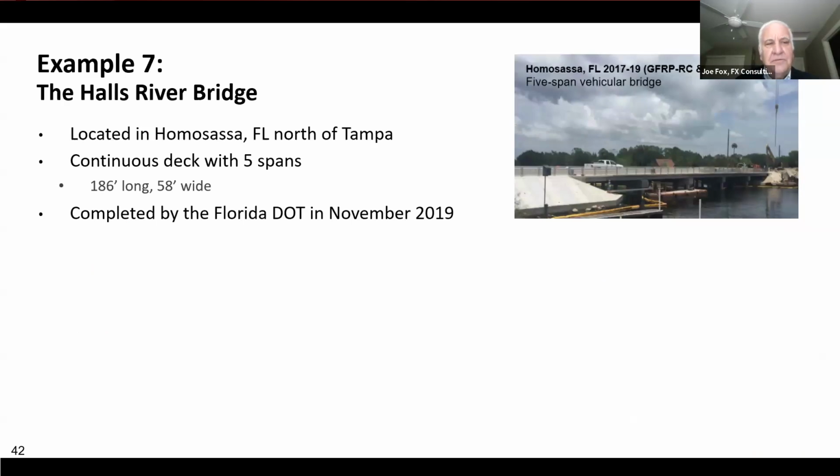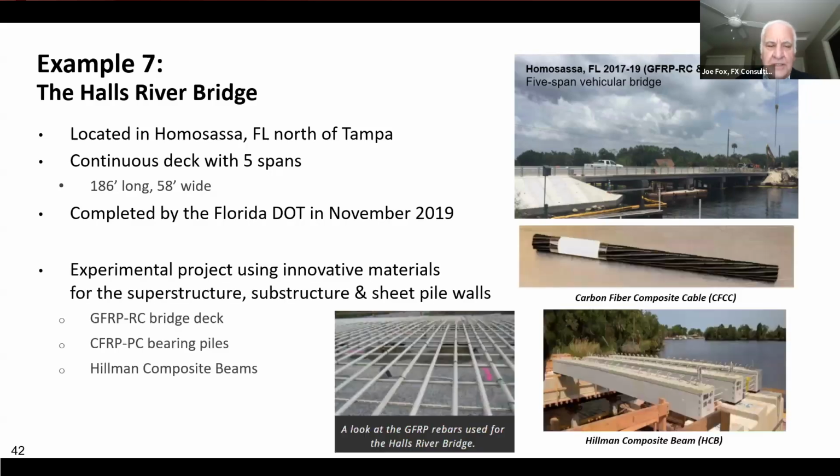The next example is for the Halls River Bridge. This is located in Florida, north of Tampa. It's about 190 feet long. It was completed by the Florida DOT in November of 2019. And it uses all kinds of FRP materials. It uses FRP rebar. It uses these carbon fiber composite cables, and it uses Hillman composite beams.